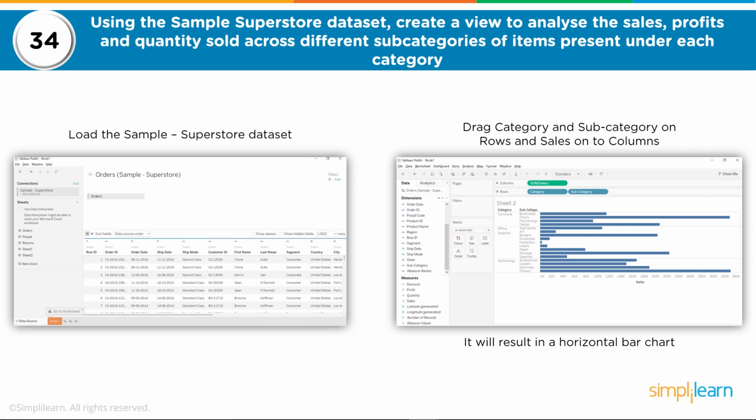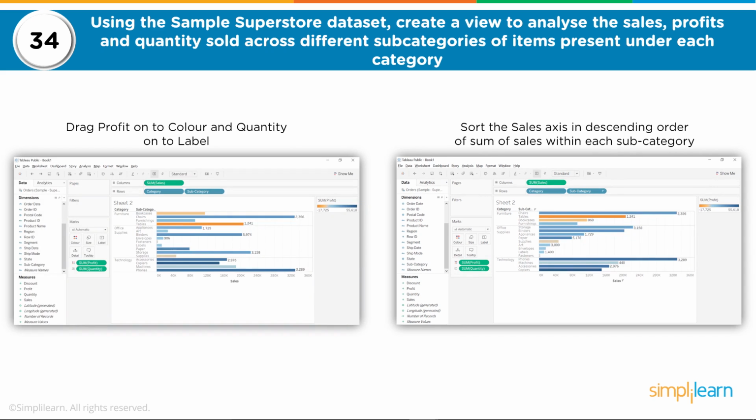That's underneath either the connect button in the upper left or the Tableau icon up there, and be able to pull in the dataset. And then once you've done that, you just drag the category and subcategory on rows and sales onto columns. It will result in a horizontal bar chart. So in this one, we're just going to drag profit onto color and quantity onto label. Sort the sales axes in descending order of sum of sales within each subcategory.